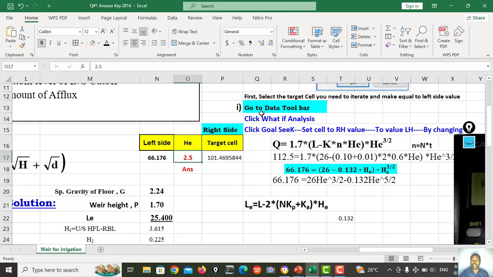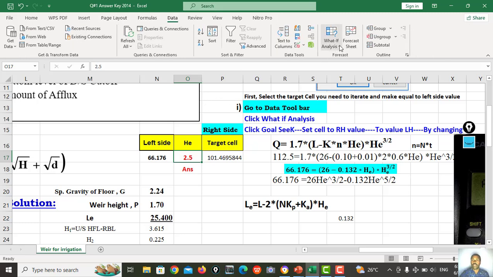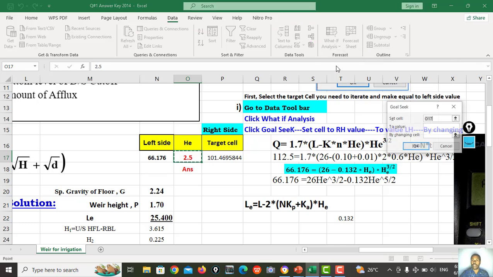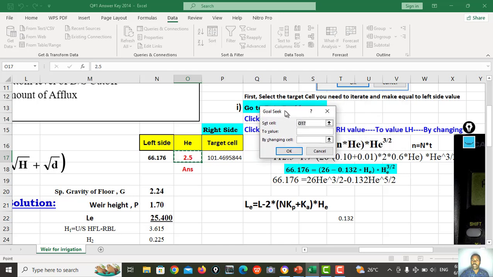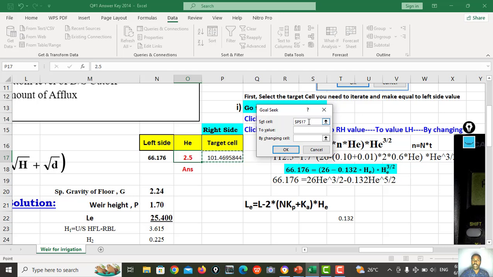So the first step is to go to the data toolbar. This is the data toolbar. Then click What-If Analysis, then Goal Seek, then set the cell. You click this one. Then you select the set cell, this one. You have to select the target cell, the right side equation, and the left side value. Then the To value should be this one, C6.